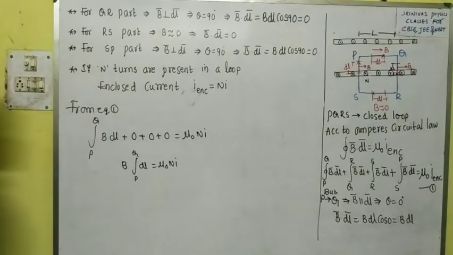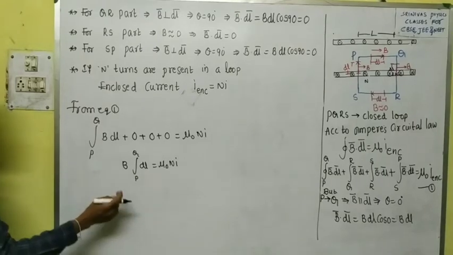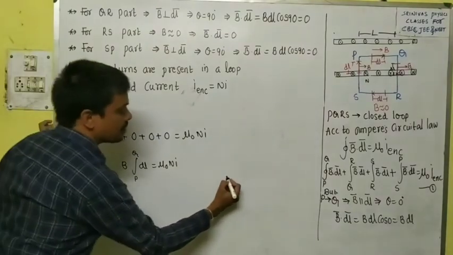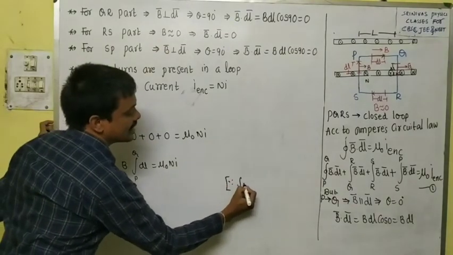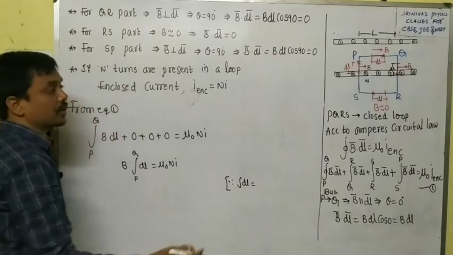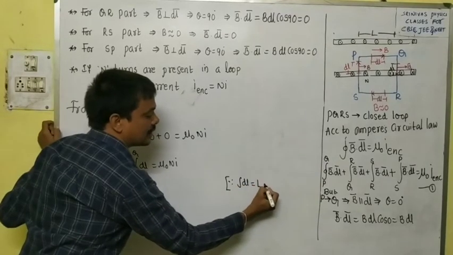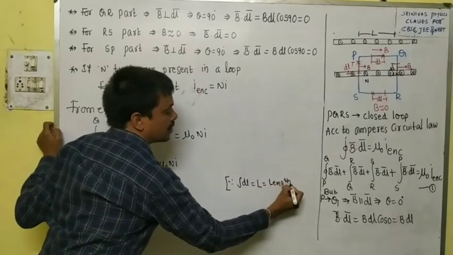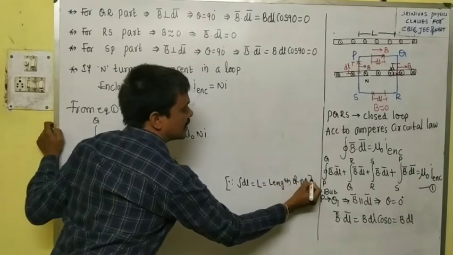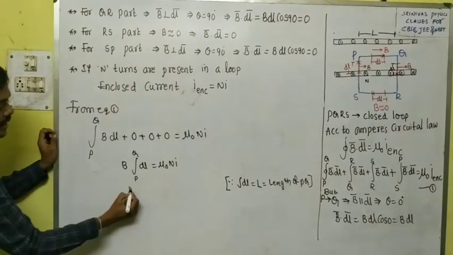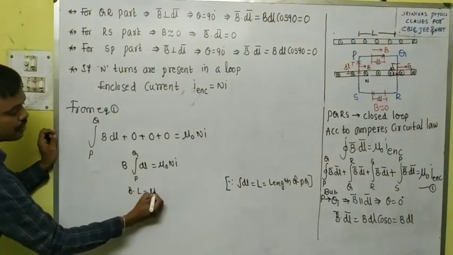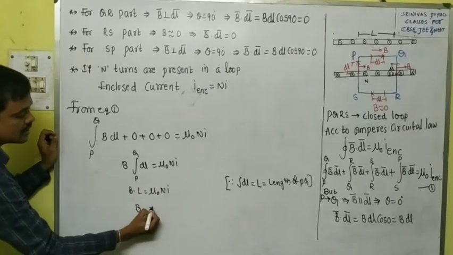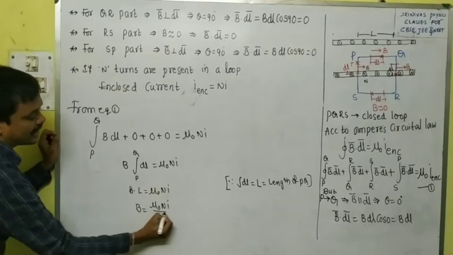Integration dL is what? dL is a small element on PQ, so integration dL is the full length of PQ. Full length I will take as capital L. Then what you will get? B into L is equal to mu naught N I, right? Then B is equal to mu naught N I by L.